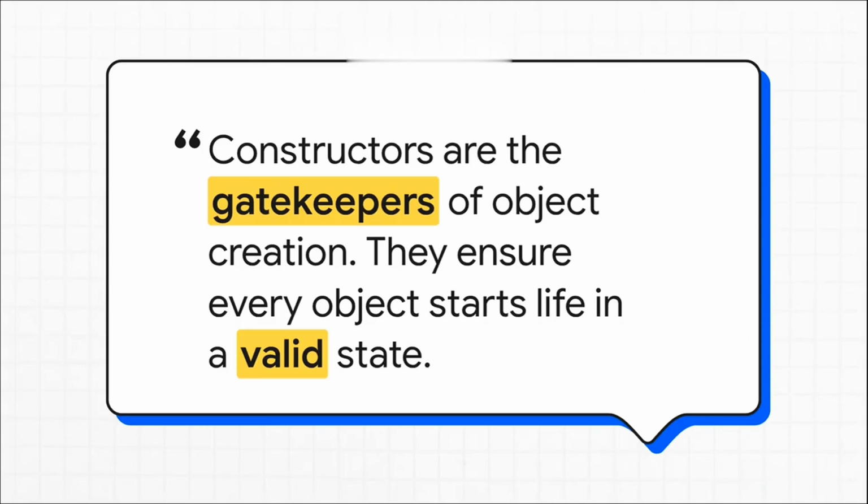But really, it all boils down to this. Constructors are your guarantee. They are the gatekeepers that make sure no invalid or half-baked objects can ever exist in your program. By controlling exactly how an object is born, you make sure it starts its life in a state you can trust. And let me tell you, that prevents a ton of bugs down the road.